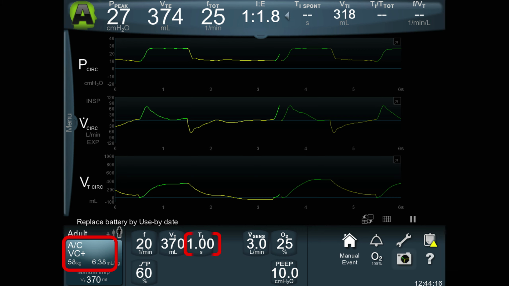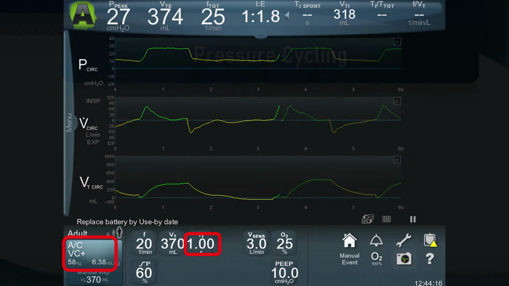You can see here the inspiratory time is 1 second. So this is time cycled. It looks like pressure control. It sort of behaves like volume control because the tidal volume is set. You can see there it's set at 370 mils, but it is decelerating flow, time-cycled, pressure-controlled ventilation.